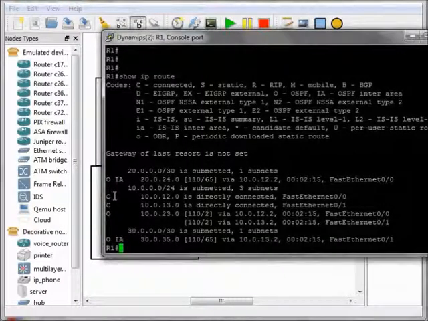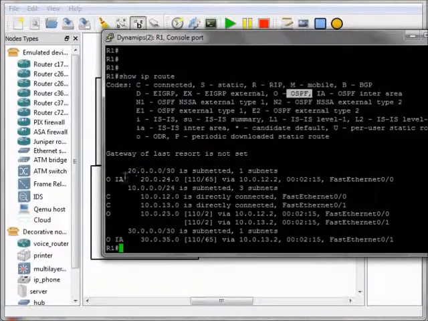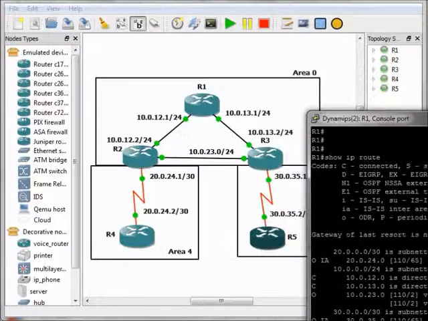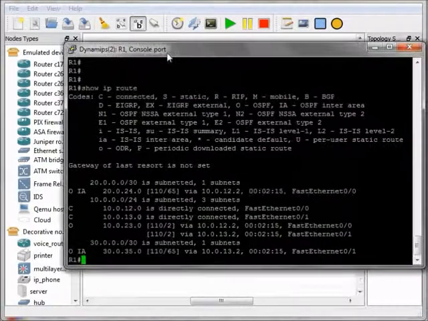C means directly connected networks. O means OSPF network. This means that router 1 knows about this network using OSPF routing protocol. IA means inter-area networking. Inter-area means that this network exists in a different area than this router exists. 20.0.24.0 exists in area 4, while router 1 exists in area 0. So this network, router 1 knows about using OSPF inter-area routing.